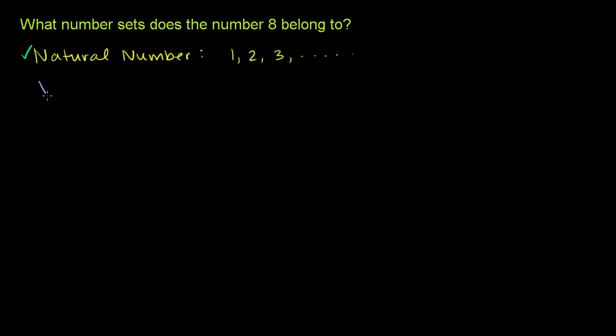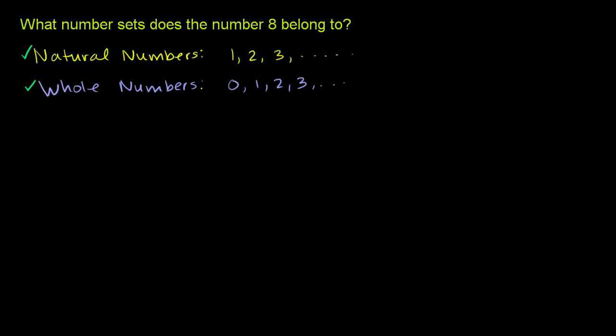Let's consider the whole numbers. The whole numbers are essentially the same thing as the natural numbers, but we're now going to include 0. So this is 0, 1, 2, 3, and so on and so forth. So clearly 8 is one of these as well. You could eventually increment your way to 8, just counting all of the whole numbers. Another way to view this is the non-negative numbers. So 8 clearly belongs to this as well.